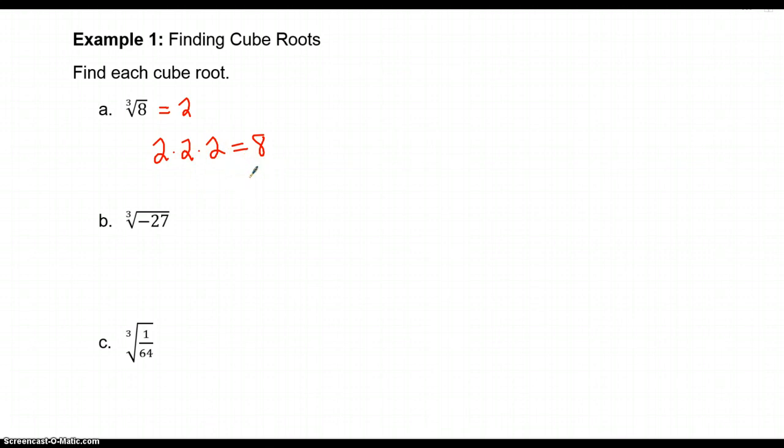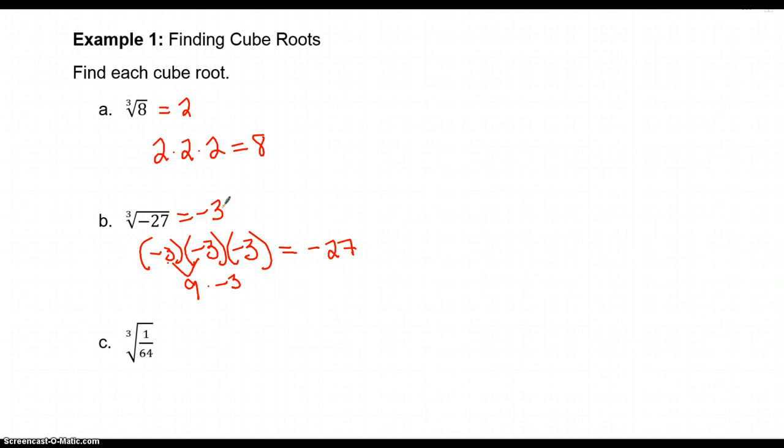Negative 27, I need to think of one number when multiplied by itself and by itself again gives me negative 27. Now this negative here I got to pay attention to. So negative 3 times negative 3 times negative 3 gives me a negative 27, because negative 3 times negative 3 gives me 9, and 9 times negative 3 gives me negative 27. So the cube root of negative 27 is negative 3. I'm going to show you how to do these on your calculator here in a second.